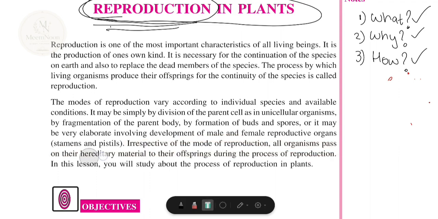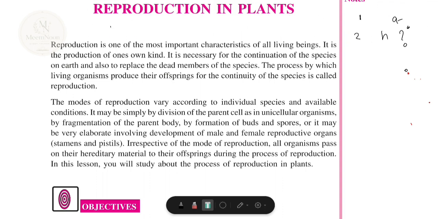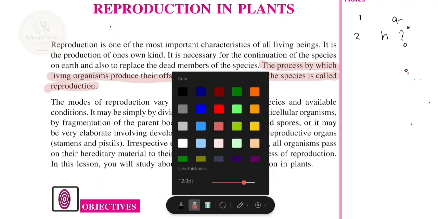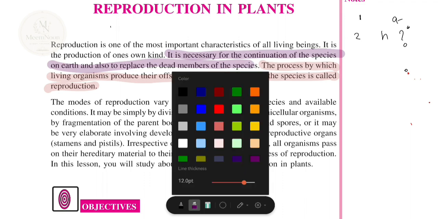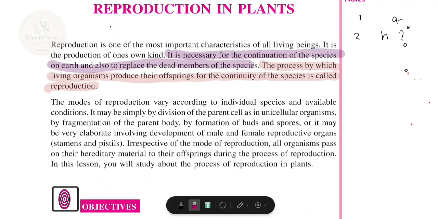So now let's quickly recap what we learned. We learned the definition of reproduction: the process by which living organisms produce their offspring for the continuity of species. We also learned why reproduction is necessary: for the continuation of the species on earth, and to replace the dead members.